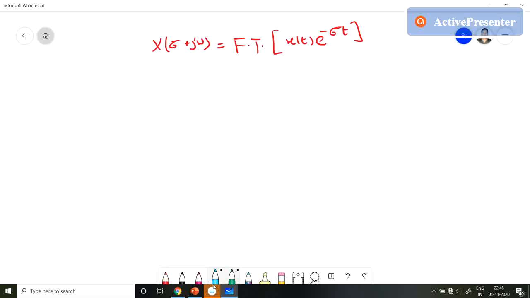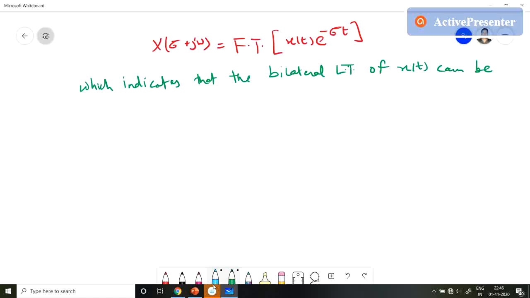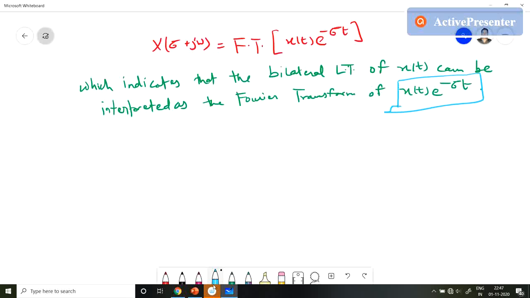Which indicates that the bilateral Laplace transform of x(t) can be interpreted as the Fourier transform of x(t) e raised to the power minus sigma t.